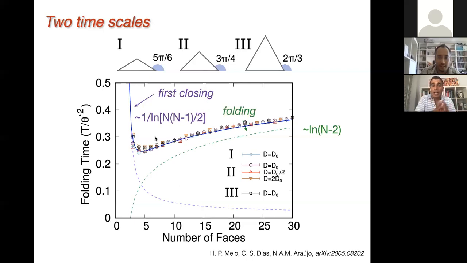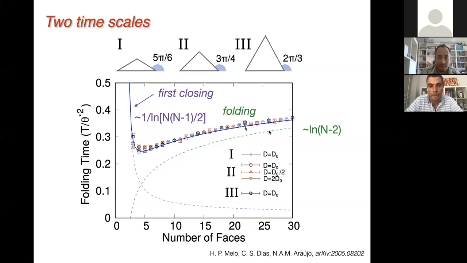So it's really, initially for a small number of faces, what we get is a folding that is dominated by the first closing event. This is the process that takes the longest time, and therefore what dominates the total folding time. While when you increase the number of faces, the first folding event is quite quick, but now since you have n minus 2 random walks that need to meet the other two, the time will increase significantly, logarithmically, with the number of events that you need to have in order to arrive to the last one.